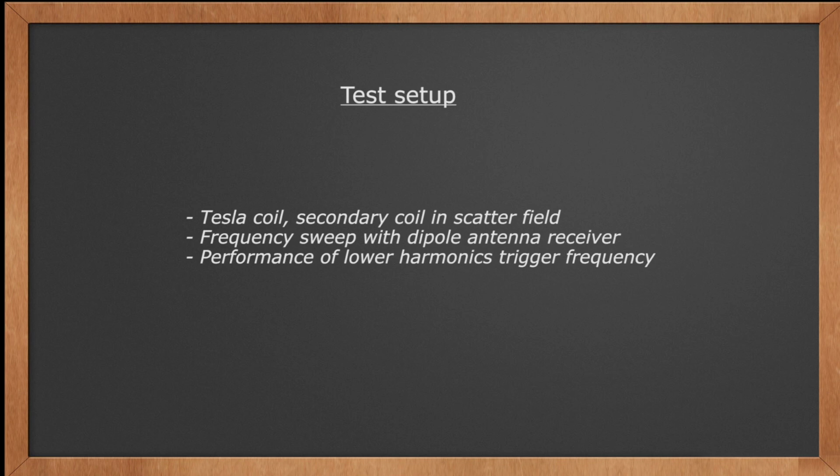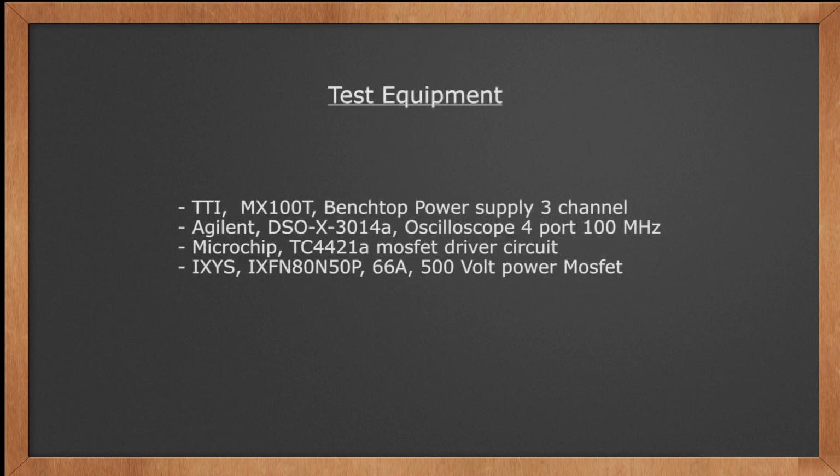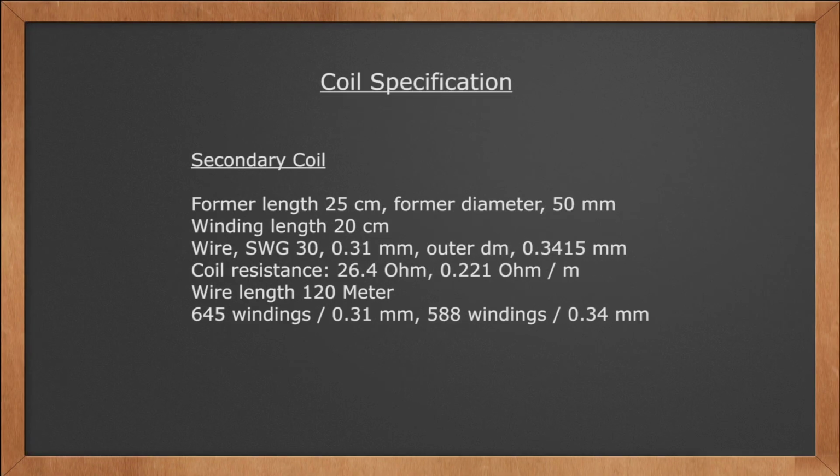Now let's look at what equipment we're going to use. We have the 3-channel desktop power supply from TDI, followed by the 4-channel 100 MHz oscilloscope from Keysight Agilent, and the amplifier consists of the driver circuit with a TC4421A, which is inverted, and the IXYS power MOS amplifier. Now let's go to the DUT, the device under test.